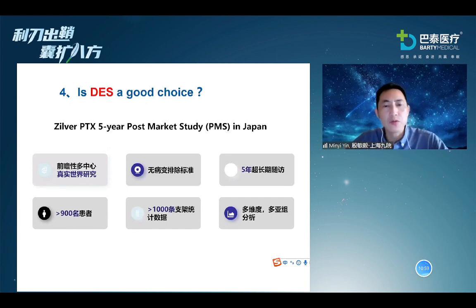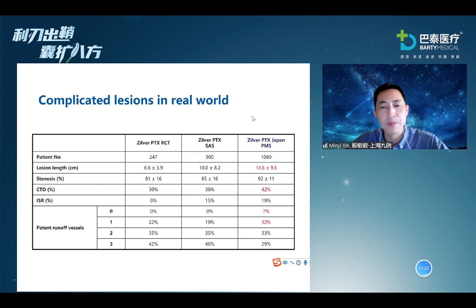So for DES, in China, very early, we have Zilver PTX, originally owned by Cook, and also now we have Ilumien by Boston Scientific. We have some paper publications, but not so many, and we mostly use the two products in China. For the 5-year results, you can see this is a real-world study, over 1,000 cases.